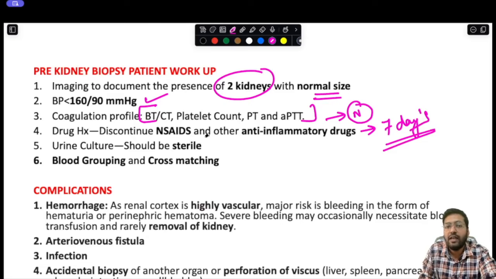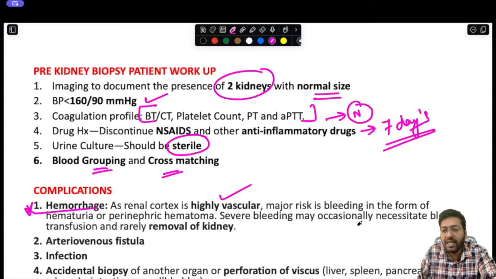Urine culture you should carry out to rule out any infection, so it should be completely sterile. Carry out the blood grouping and the cross matching of the patient, in case there is bleeding and the patient requires blood. So what are the complications that happen? Number one is hemorrhage. As the renal cortex is highly vascular, major risk of bleeding in the form of hematuria or perinephric hematoma is there. Severe bleeding may occasionally necessitate blood transfusion and rarely the removal of the kidney.